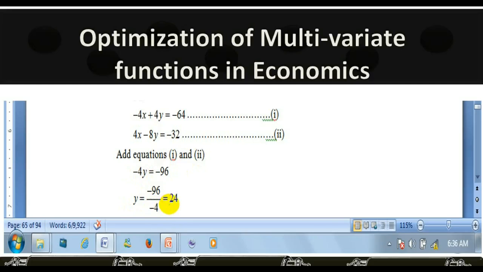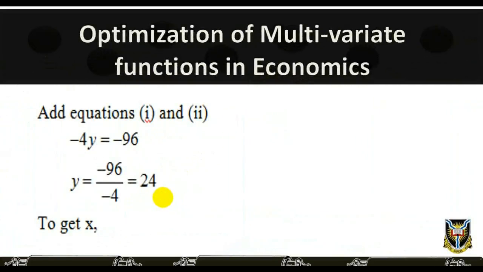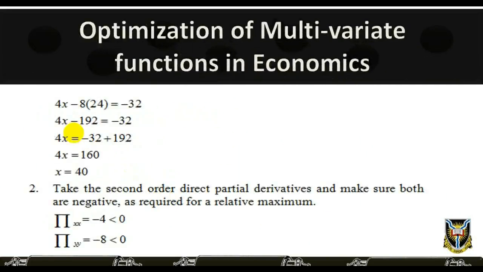To get x, 4x minus 8 times 24 equals minus 32. 4x minus 192 equals minus 32. 4x equals minus 32 plus 192. 4x equals 160. x equals 40.